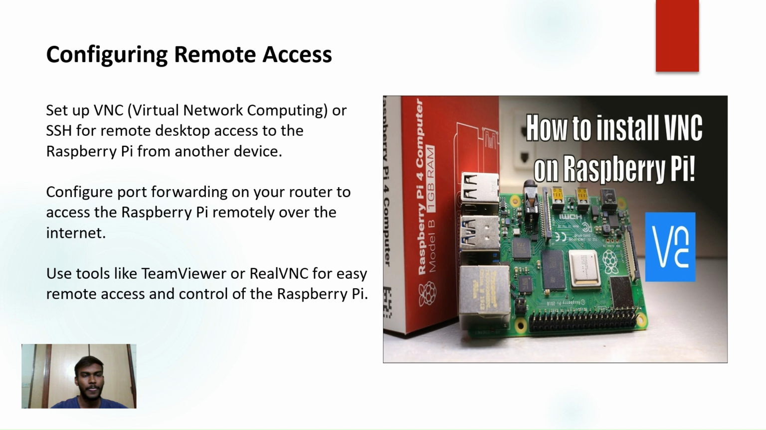Now configuring remote access of Raspberry Pi. Set up Virtual Network Computing or SSH, Secure Shell, for remote desktop access to the Raspberry Pi from another device. Configure port forwarding on your router to access the Raspberry Pi remotely over the internet. Use tools like TeamViewer or RealVNC for easy remote access and control of the Raspberry Pi.